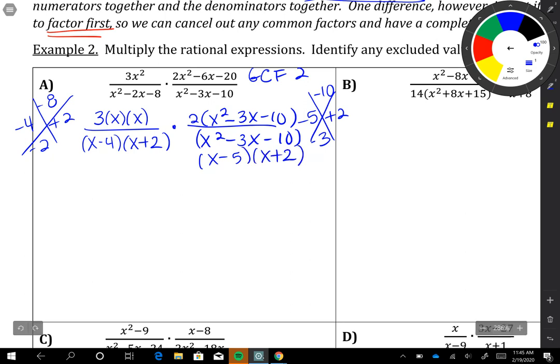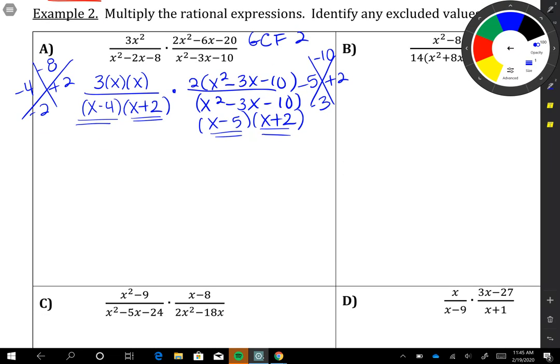So when we look at these, let's identify our excluded values before we cancel anything out, because we have to look at what started the problem. Those are going to be excluded the whole way. So first of all, I have x minus 4. What would make that 0? That would be a positive 4. So x cannot equal positive 4. Then I have x plus 2. That would be x cannot equal negative 2. And finally, x minus 5, x cannot equal positive 5. This is x plus 2 again, and I've already covered the negative 2.